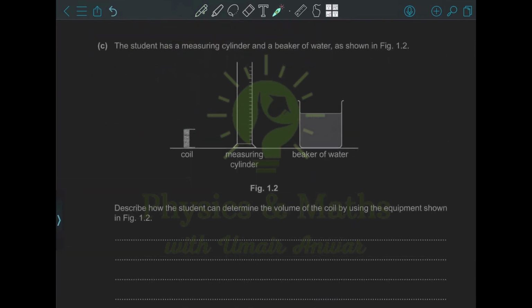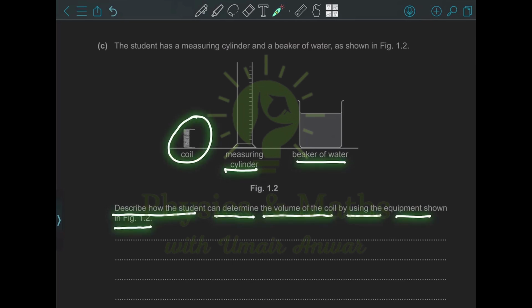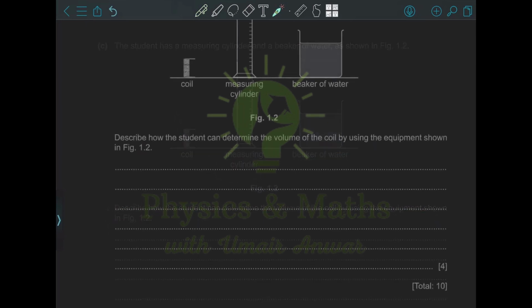The next part reads, the student has a measuring cylinder and a beaker of water as shown in Figure 1.2. Describe how the student can determine the volume of the coil by using the equipment shown in Figure 1.2. So this is the coil for which we have to measure the volume. The command word here is describe and we have a total of 4 marks. The command word combined with the marks tells us how detailed an answer we have to write. So I'm writing a 4-mark answer.